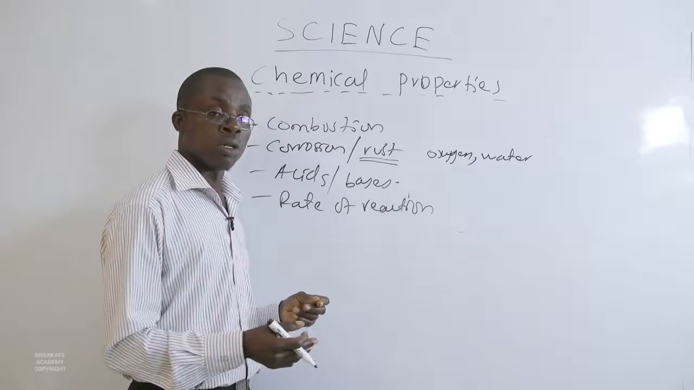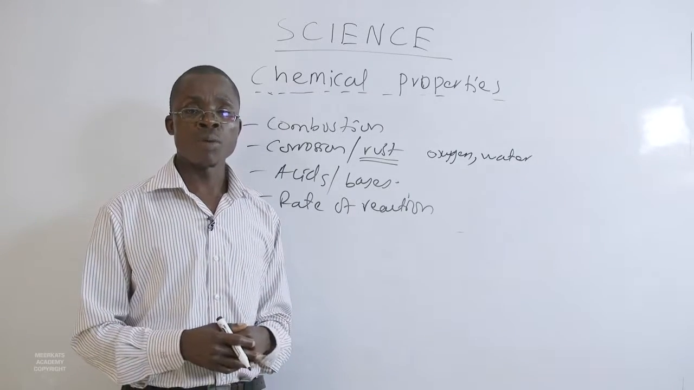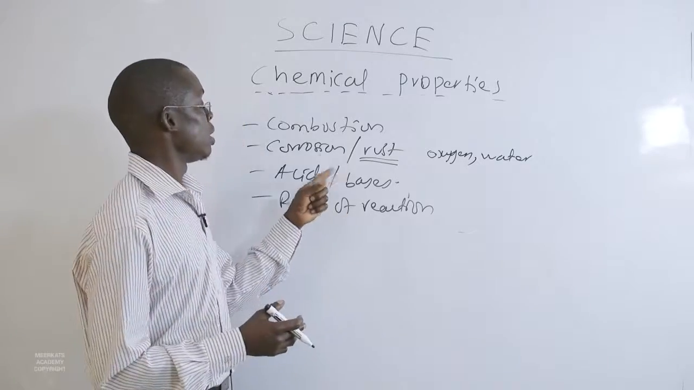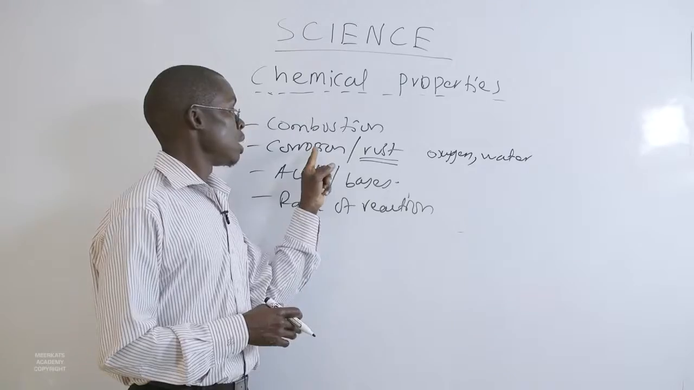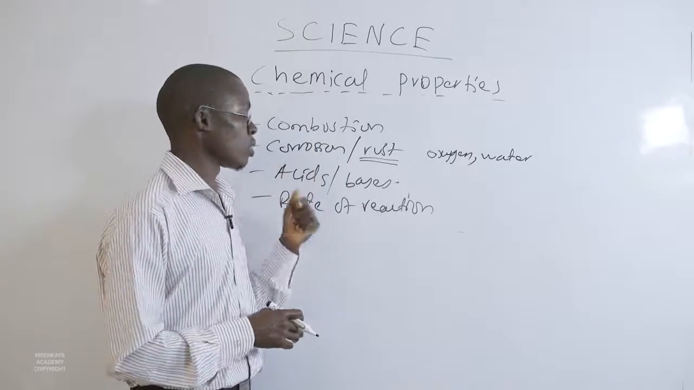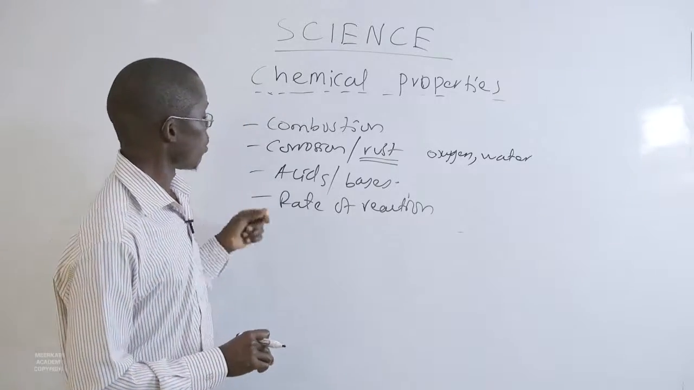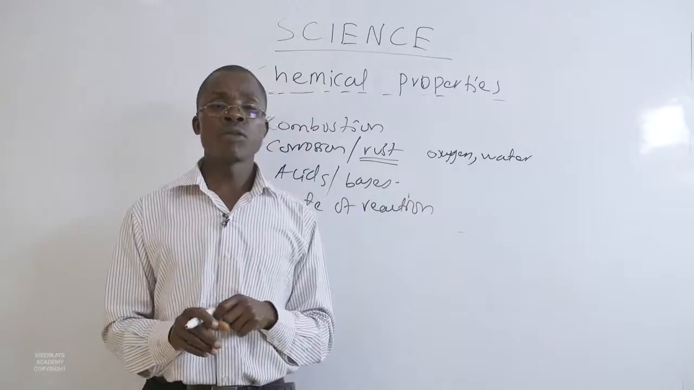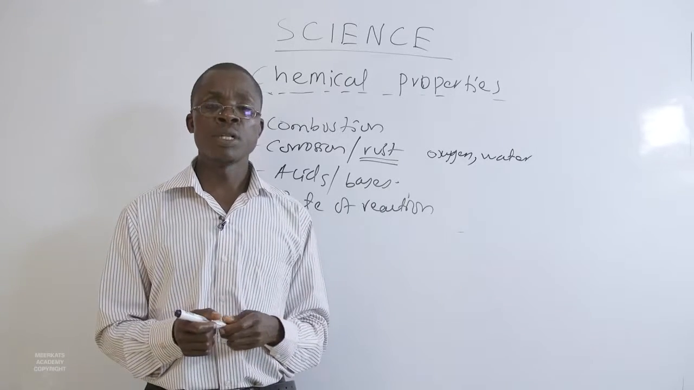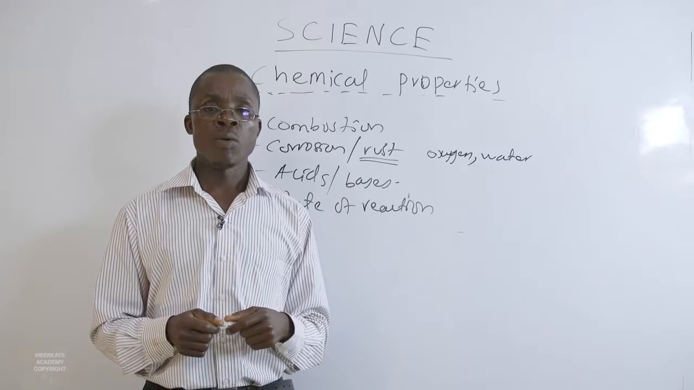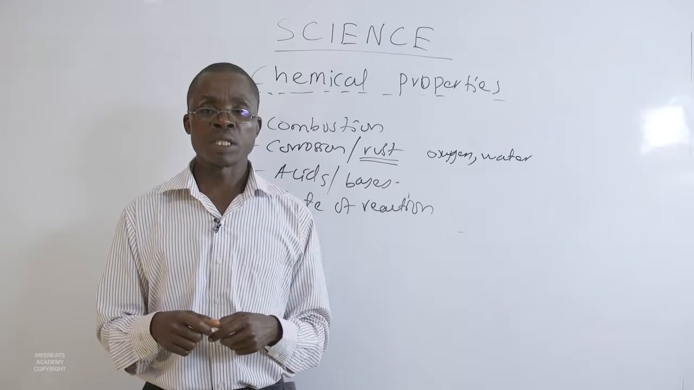But look at combustion. Once you ignite, it starts burning. Within a short period, you will now be talking about ash. So you can say in combustion, the rate of reaction is faster. But in rusting or in corrosion, the rate of reaction is slow. So these four are some of the very basic ideas, concepts we need to understand when we talk about chemical properties of substances.